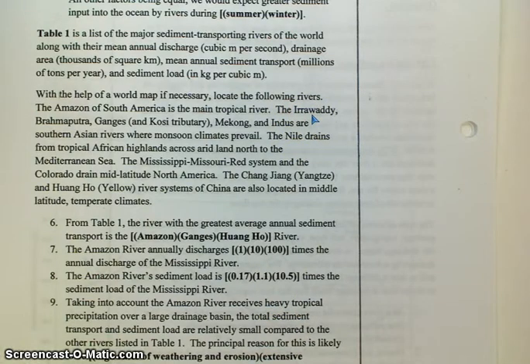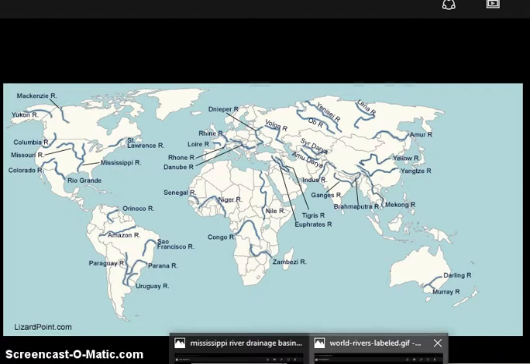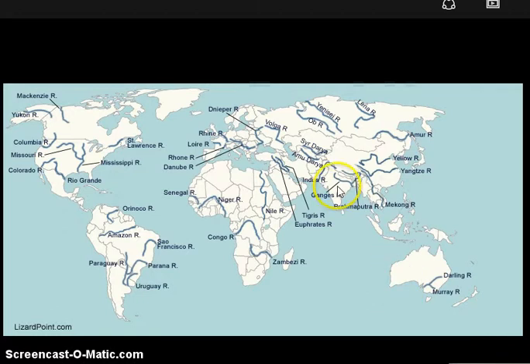The Irrawaddy, Brahmaputra, and Ganges, also the Kosai tributary, Mekong, and Indus are southern Asian rivers where monsoon climates prevail. Remember, monsoon climates basically have a rainy season and a dry season. There's the Ganges, here's the Indus, the Brahmaputra, here's the Mekong. One or two of them that they mentioned were not labeled on this particular diagram, and that's not a big deal. Anyway, they're all rivers in this Southeast Asia area.